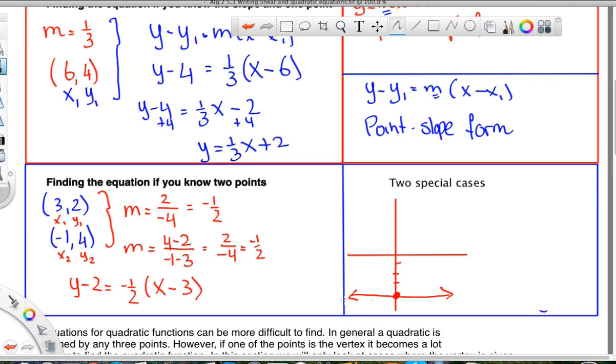Then the equation is, if it's horizontal, you just need the variable that is associated with the axis that it goes through. So it goes through the y-axis at a negative 4, and then that's the equation. And that's really all you have to do. So here's another vertical one.